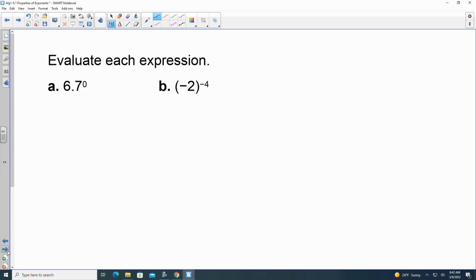In this particular situation, they are asking us to evaluate each expression. For part A, it's 6.7 raised to the 0 power. As long as 6.7 is not 0, which it's not, it's going to be equal to 1. For part B, what I would advise you to do is, instead of calculating it as a negative exponent, create it as a positive exponent. If this is negative in the numerator, it is going to be positive in the denominator. And 1 over negative 2 times negative 2 times negative 2 times negative 2 is going to be a positive 16.